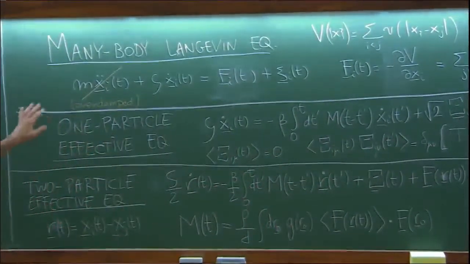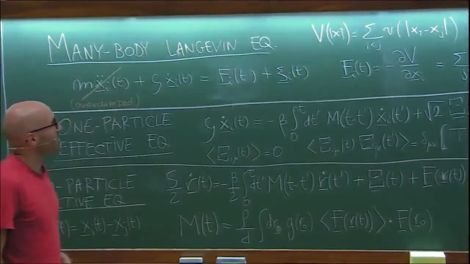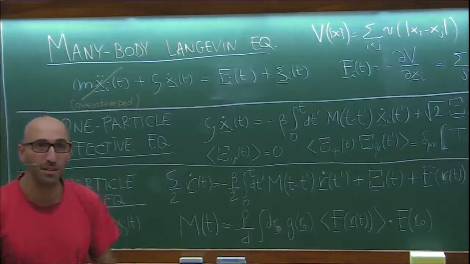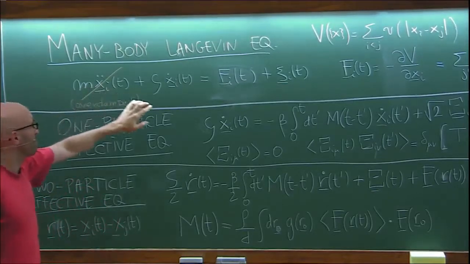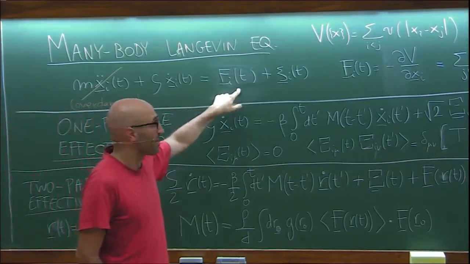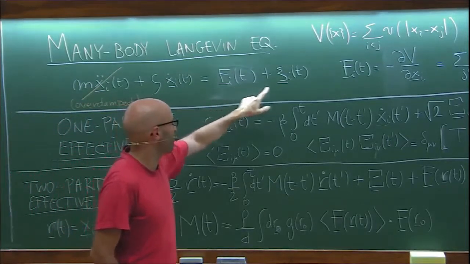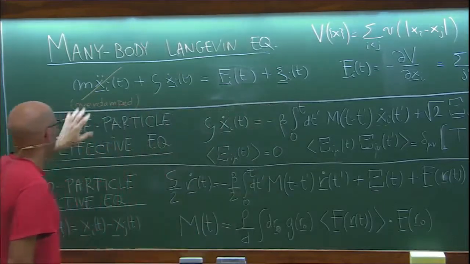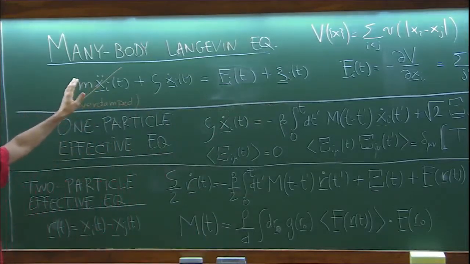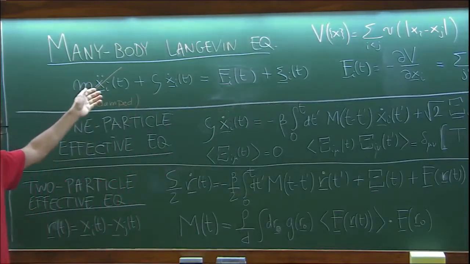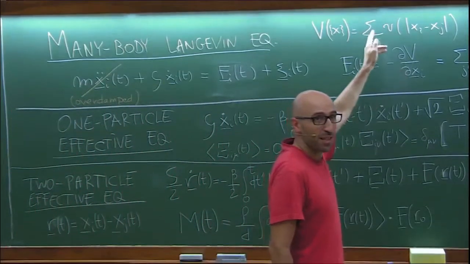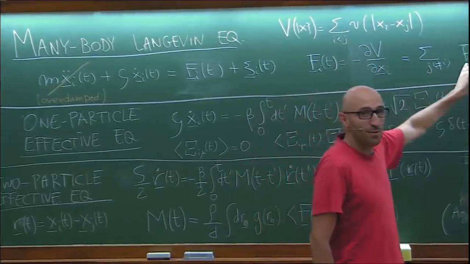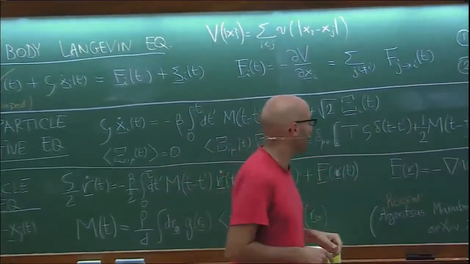So we started from a many-body Langevin equation for a system of interacting particles, which is supposed to describe a liquid. So we have an inertial term, we have a friction term, we have the force that comes from the other particles, and we have a noise. And I said, okay, I will take the overdamped limit just for simplicity, but you can put back this term if you want. So the force is the derivative of the many-body potential. So it's a sum of many forces coming from the other particles.